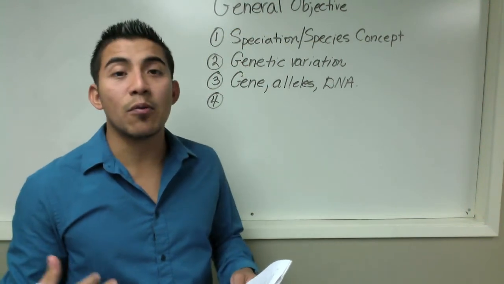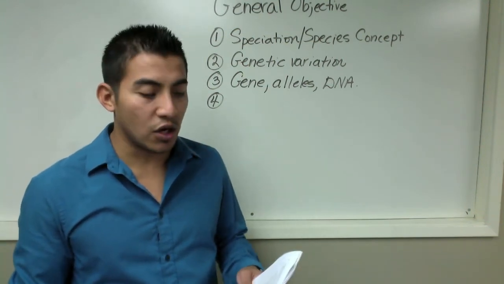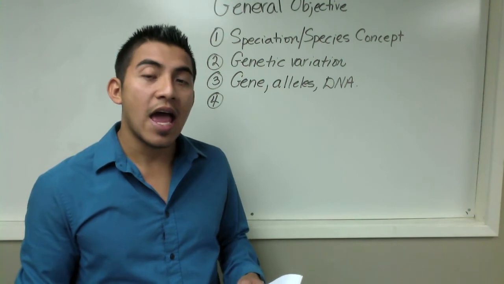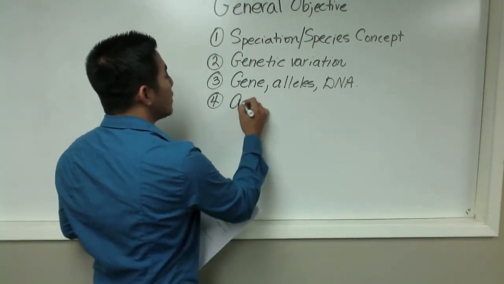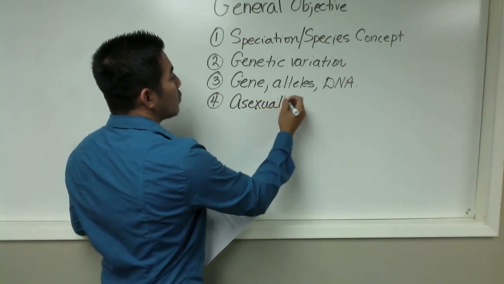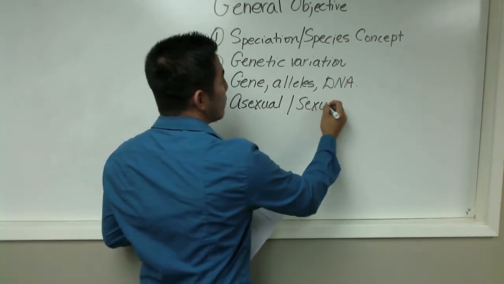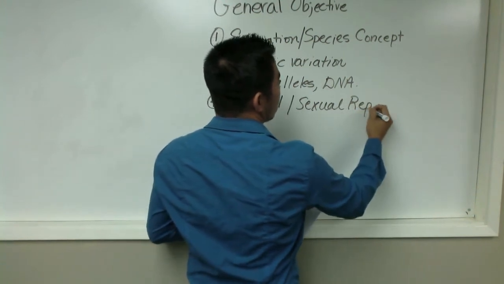General objective number 4. Students must understand the role of genes and heredity in determining how traits can be altered and passed on from one generation to another via asexual and sexual selection. So asexual and sexual means reproduction.